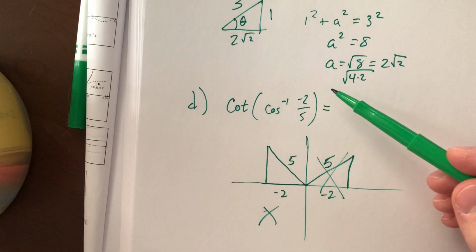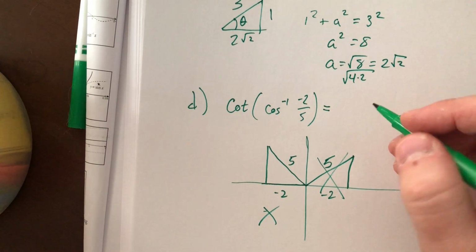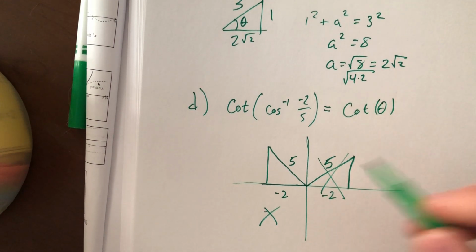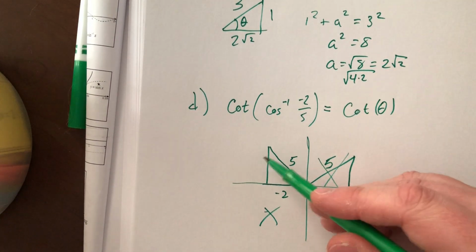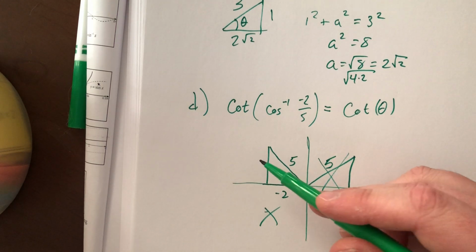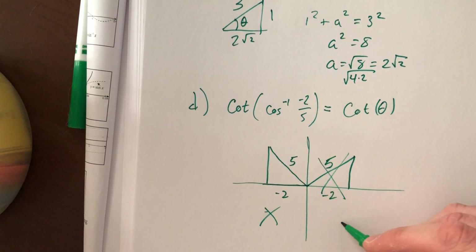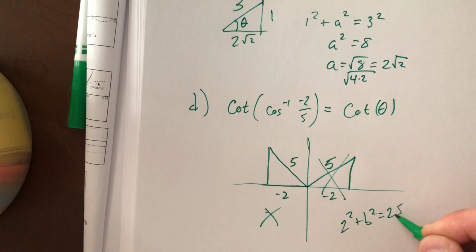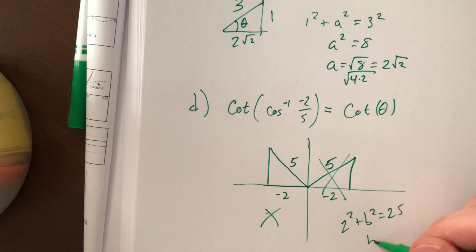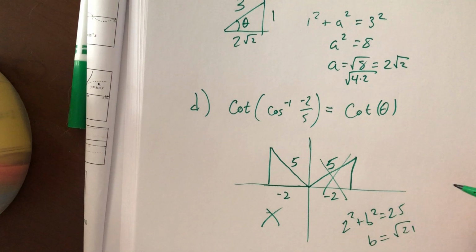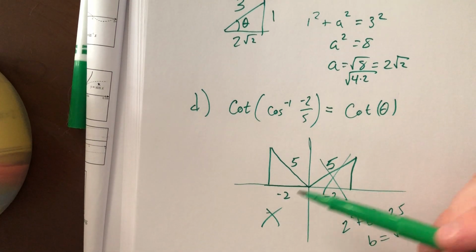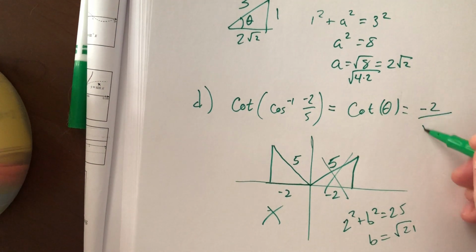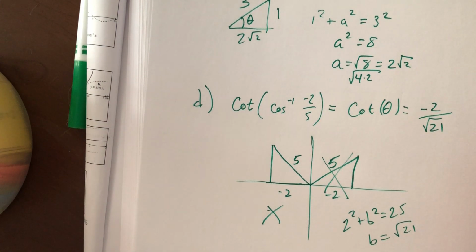Okay. So we get cotangent of our angle. So cotangent is, instead of opposite over adjacent, it's adjacent over opposite. So let's see, that's 2 squared plus b squared is equal to 25, right? 5 squared. So that's b is equal to the square root of 21. So adjacent over opposite, we get negative 2 over root 21.